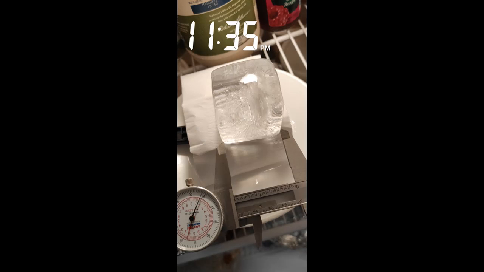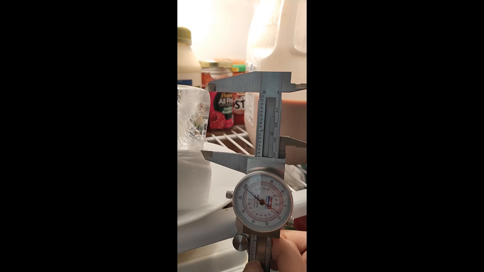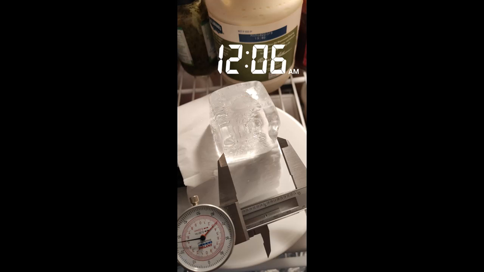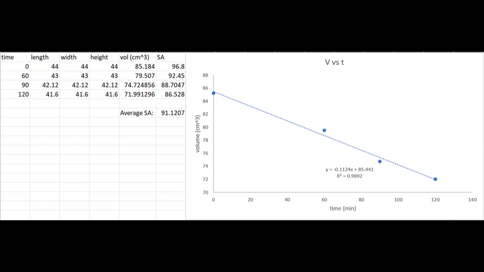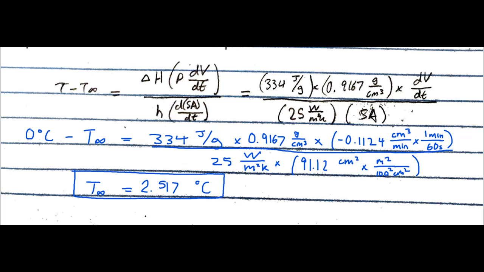So here we have a roughly cubical ice cube, and it measures around 4.4 centimeters side lengths. The first dimensions were measured at 10:05 p.m. and subsequent measurements were taken an hour, 90 minutes, and 120 minutes after. The measurements were then entered into Excel, and the volume and surface area at each time were calculated. The average surface area was 91.12 centimeters squared, while the slope of the volume versus time plot is negative 0.1124 centimeters cubed per minute. Plugging our values into the equation we derived earlier, we find that the temperature of the refrigerator is around 2.517 degrees Celsius.